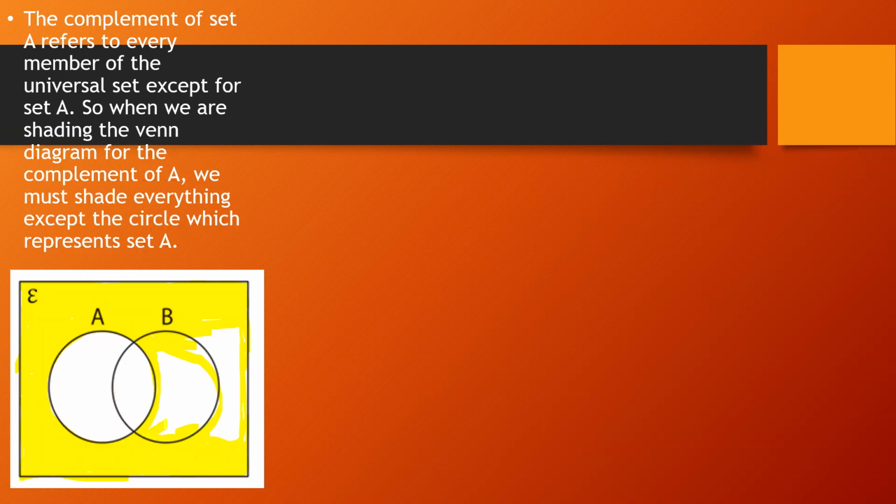So we shade all of B, but notice that we do not include the intersection. So this is what we mean by the complement of A. If I ask you to shade in the complement of A, this is how you're going to shade it.